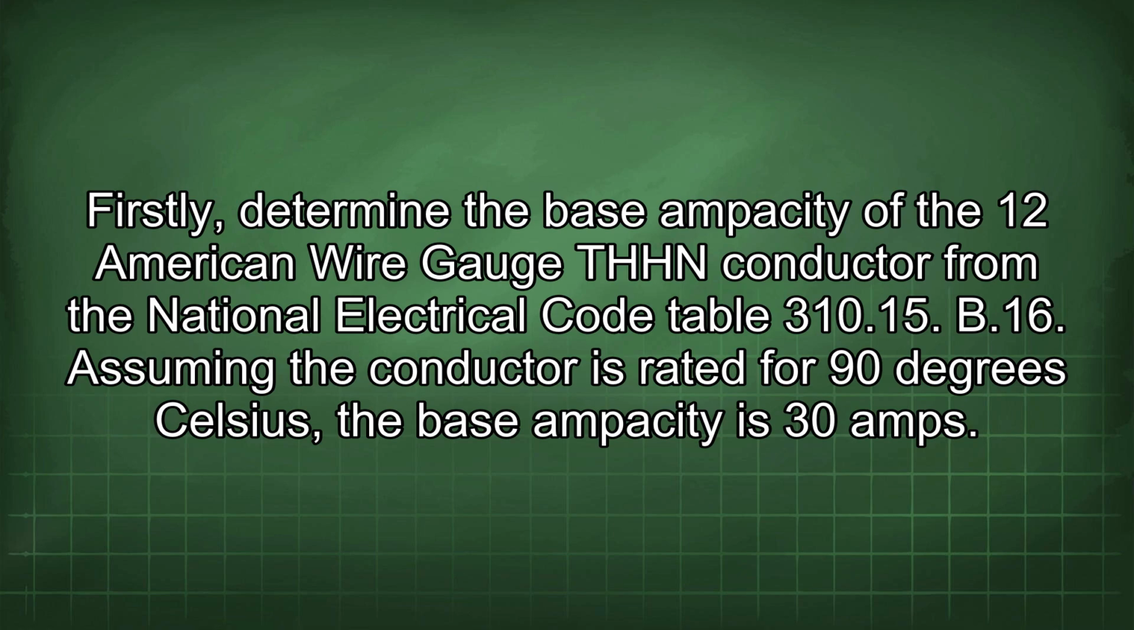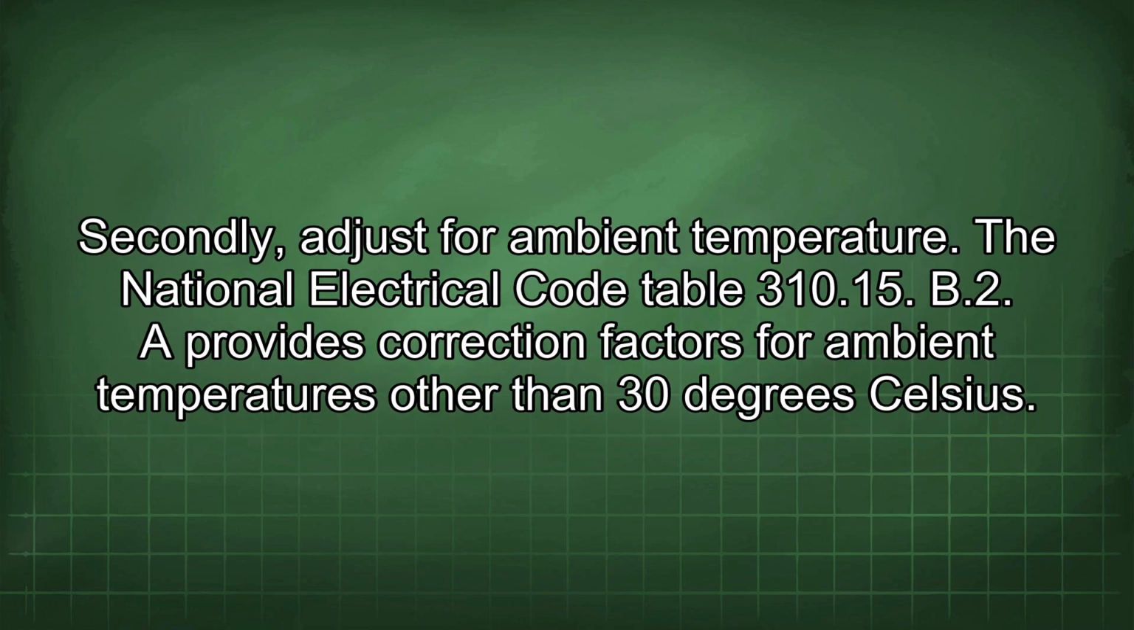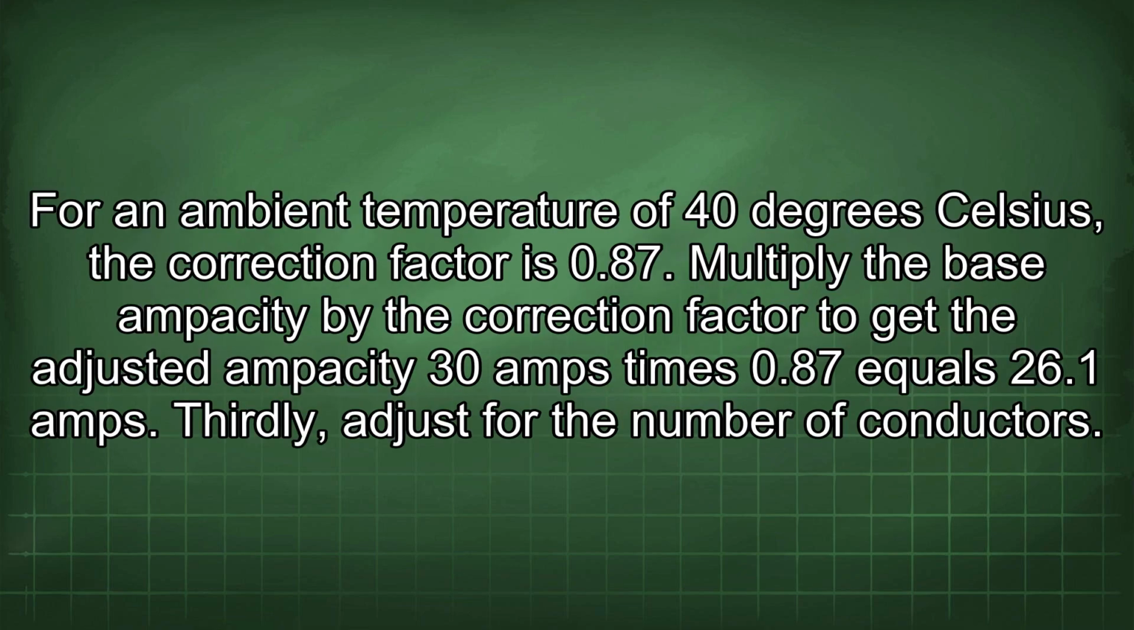Assuming the conductor is rated for 90 degrees Celsius, the base ampacity is 30 amps. Secondly, adjust for ambient temperature. The National Electrical Code Table 310.15.B.2 provides correction factors for ambient temperatures other than 30 degrees Celsius. For an ambient temperature of 40 degrees Celsius, the correction factor is 0.87. Multiply the base ampacity by the correction factor to get the adjusted ampacity. 30 amps times 0.87 equals 26.1 amps.